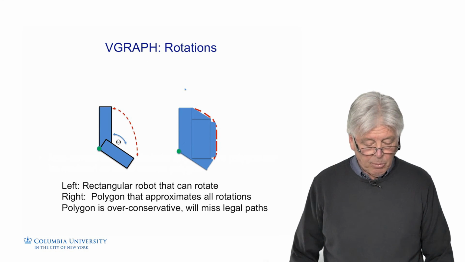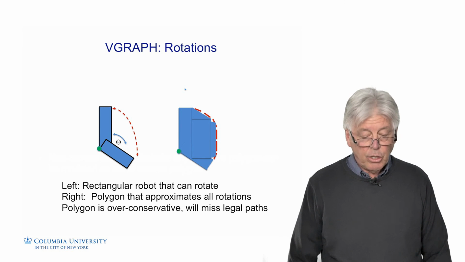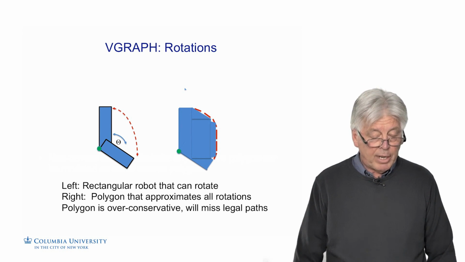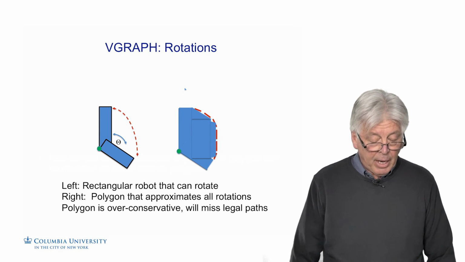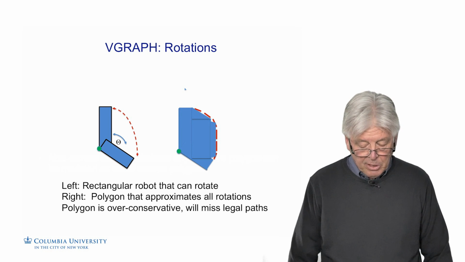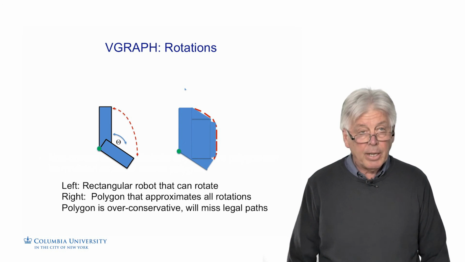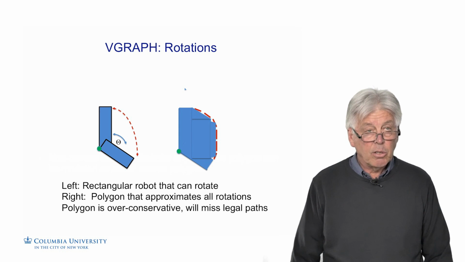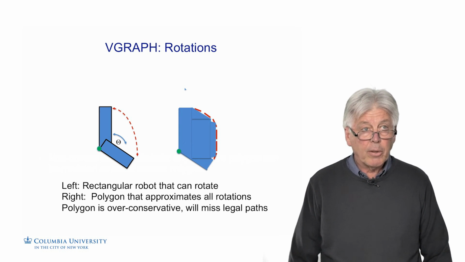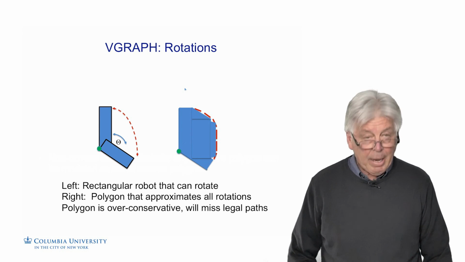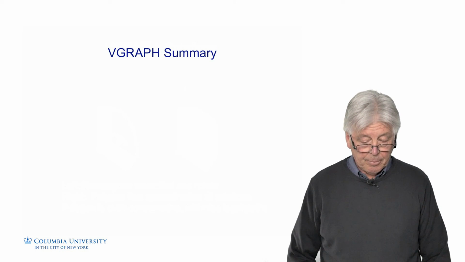This is just an example of what we were talking about before with the V-graph rotations. So here on the left we have a rectangular robot that can rotate between these two different orientations. And if we try to do an encompassing polygon which takes up all of those rotations, as you can see on the right, it takes up a lot of space, and so it makes this robot look much bigger than it needs to be when we grow the obstacles. So this will miss legal paths if it's too much.